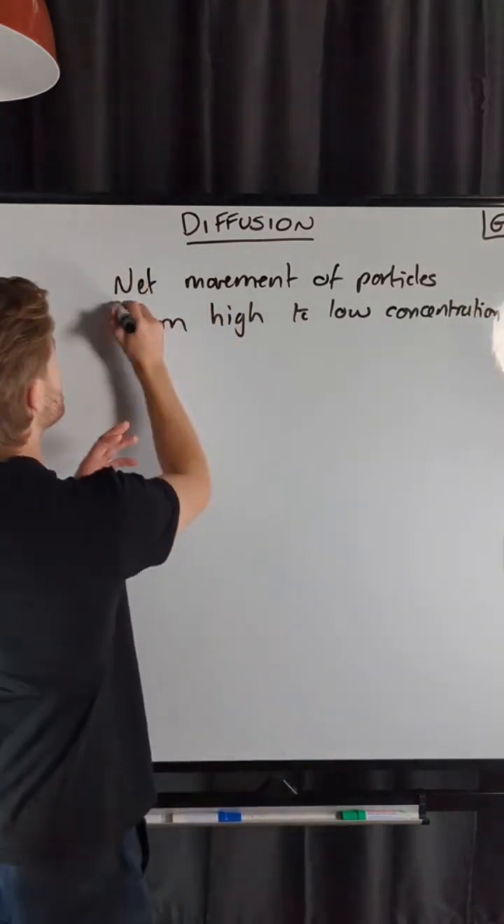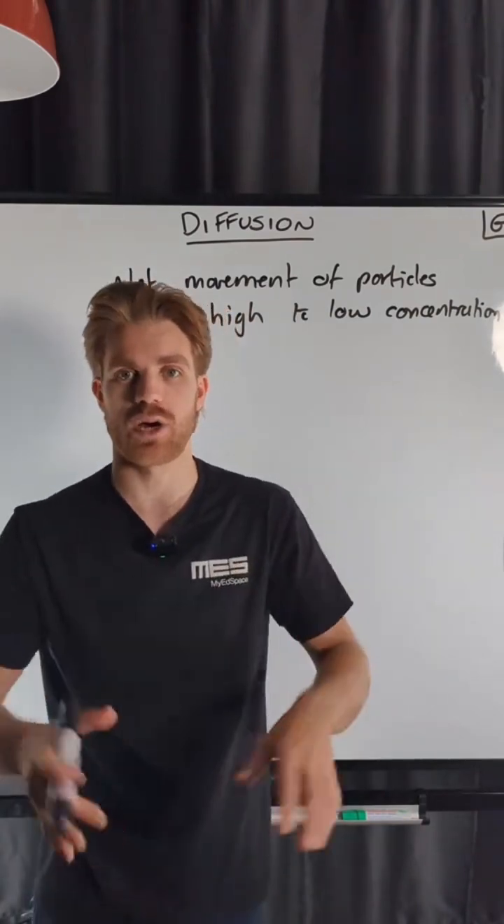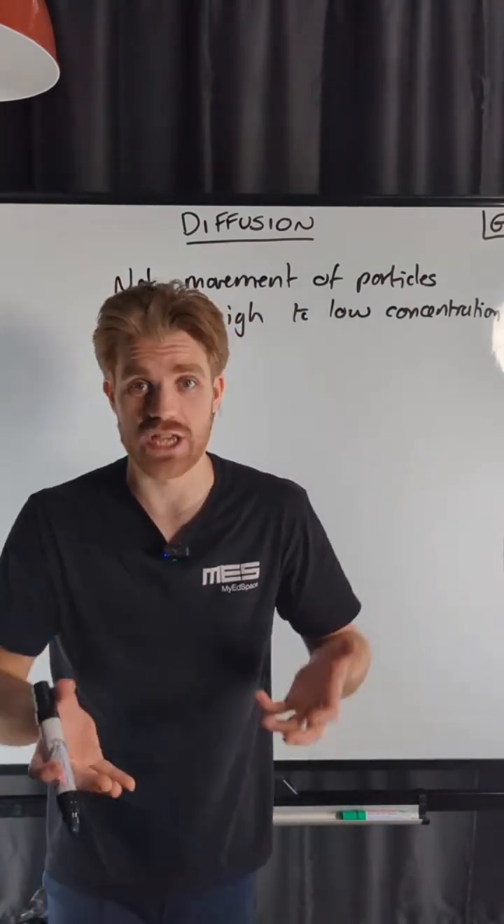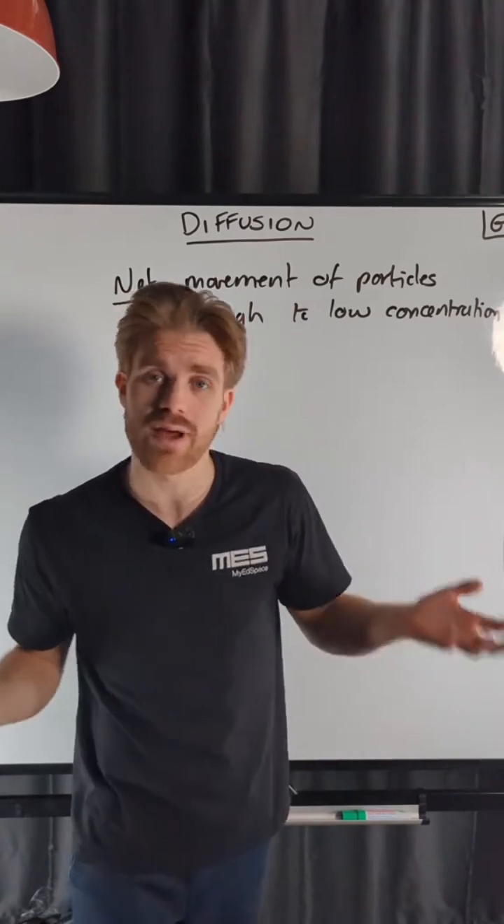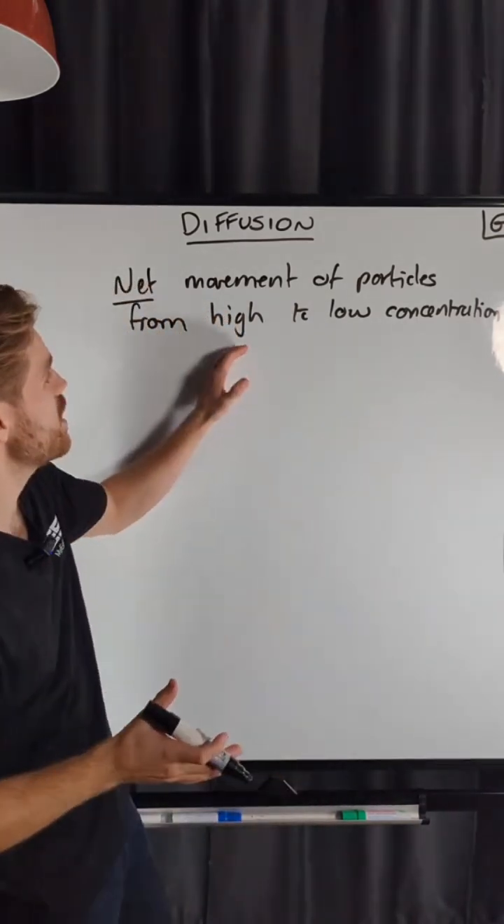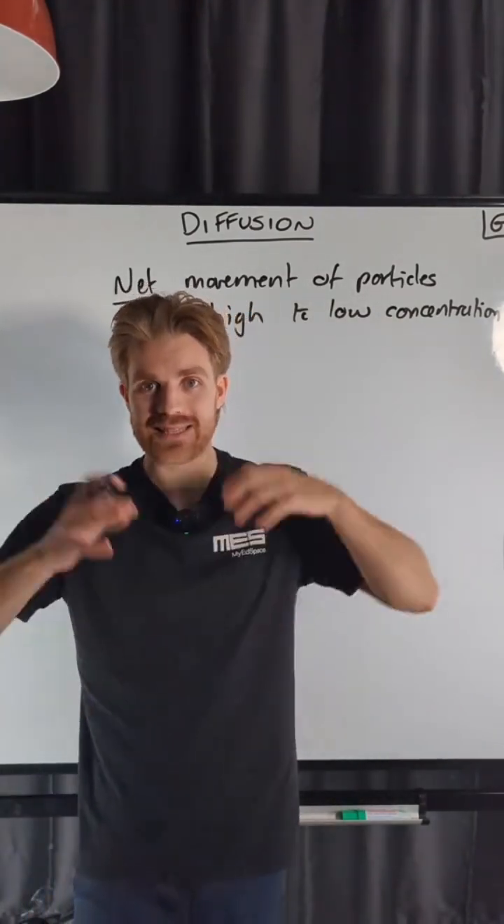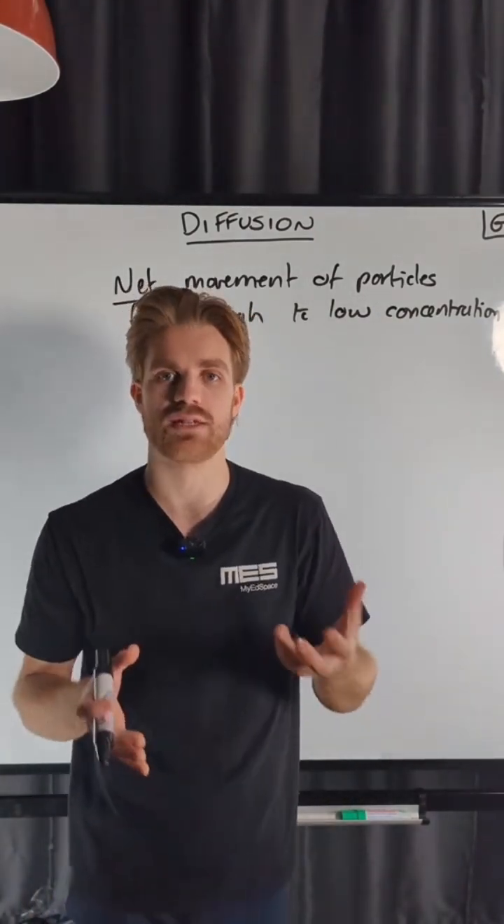Well, firstly, we have said that it is the net movement. You've got to remember that diffusion is the random movement of particles due to their kinetic energy, and they're just going around in any old direction. But overall, those particles are going to be moving from a high concentration to a low concentration. It's the net, it's the overall movement that is important.